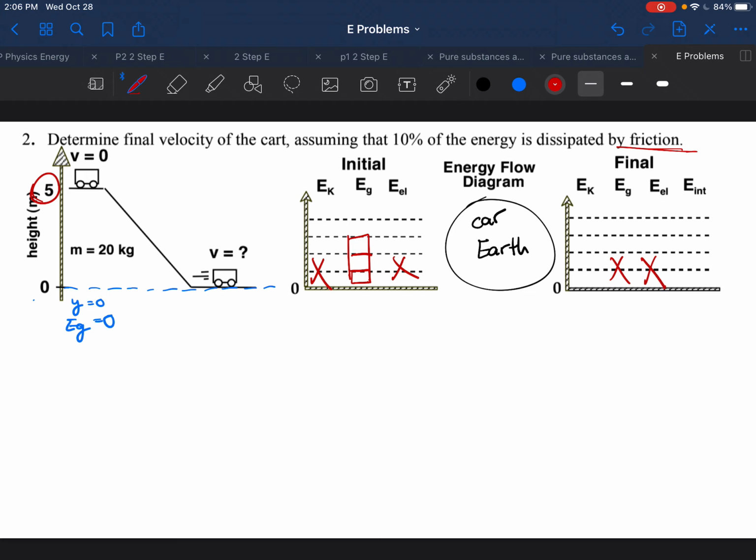Here, though, they say that 10% of the energy is dissipated by friction. So that means from the top to the bottom, I lost 10% of the energy that I started with. So where is that energy going, though? Normally I would draw 3 bars here. I'm going to draw a little less because I lost some of that. And where that energy is going is into what is known as internal energy.